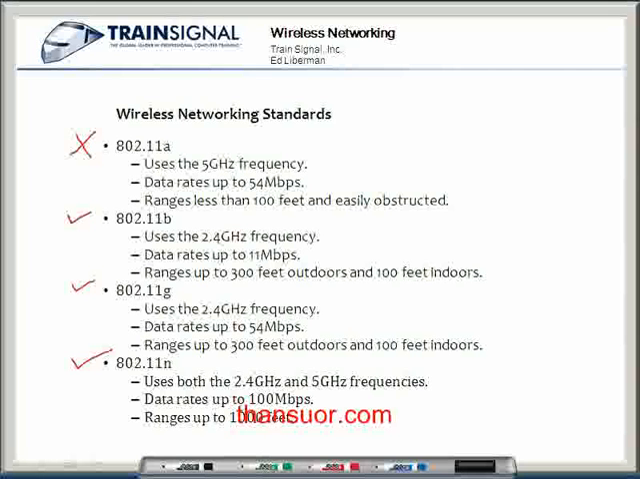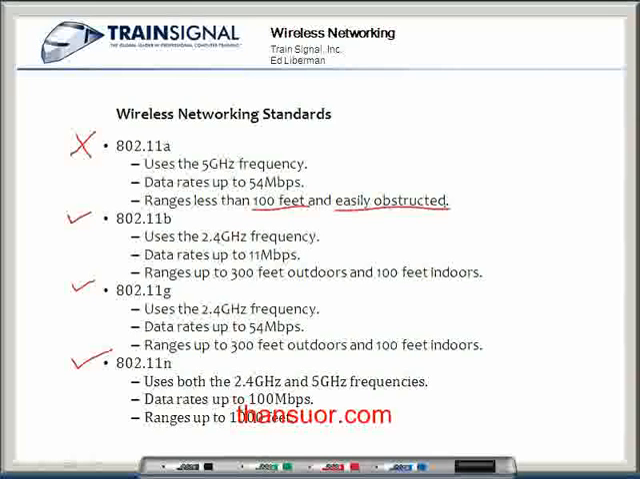But the second thing I want to tell you about 802.11a, because you might be thinking, wait a minute, why do you say no one would use it anymore? If it's got data rates up to 54 megabits per second, which is comparable with 802.11g and better than 802.11b, why don't they use it? Well, the reason is because it ranges less than 100 feet and it's very easily obstructed.